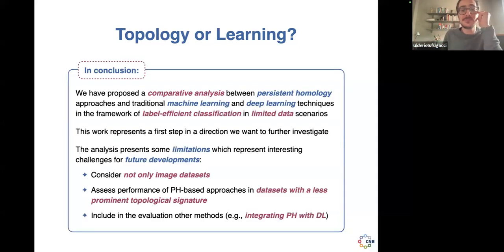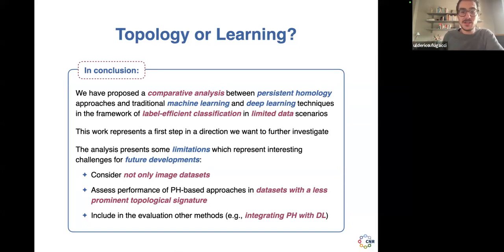So in conclusion, what we have seen is this comparative analysis that, as the title suggests, was very naive and trivial, starting from scratch to compare persistent homology approaches and learning approaches. We focused on limited data scenarios. And of course, this represents a preliminary analysis. I don't want to lie to you, it's a first step in a direction that we want to further investigate. And during the talk, I think I stressed enough some possible limitations of this analysis that I hope could bring to future developments.